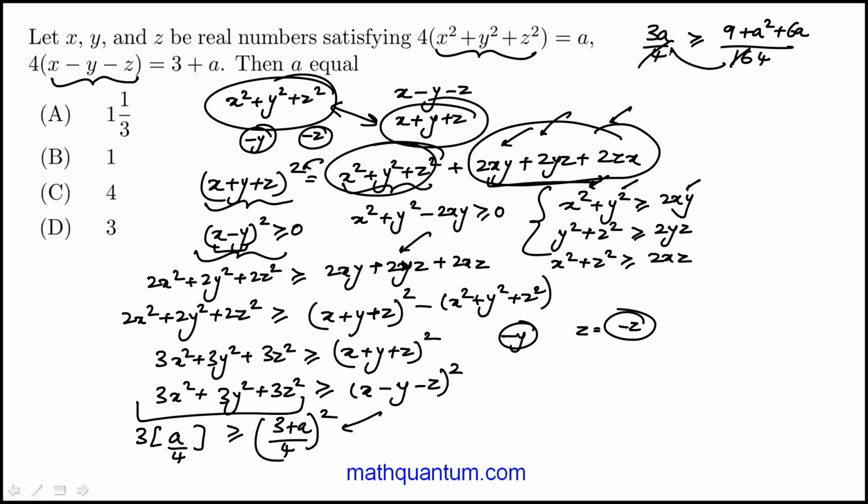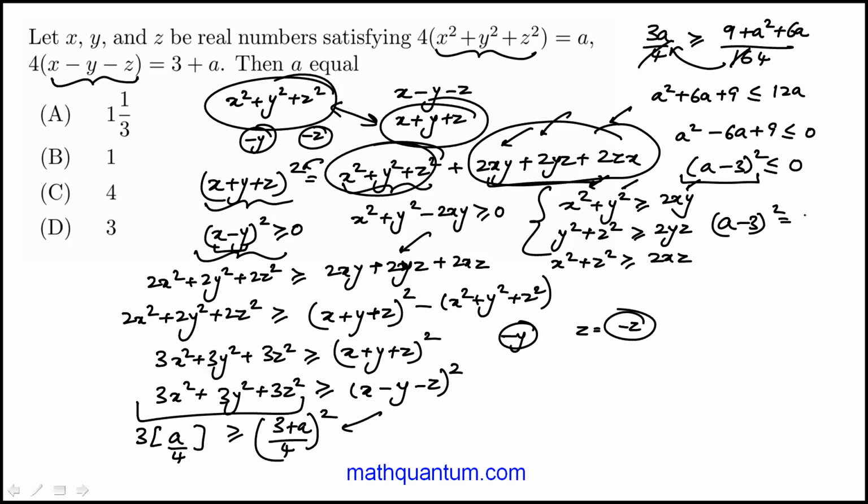Strike that out, then multiply it by 4. And we'll get, I'm kind of flipping the terms here, 12a. And then if I subtract 12a, we'll get this, and then this is a minus 3 squared is less than or equal to 0. Well, this is always positive, a minus 3 squared, so it can't be less than 0. The only possibility is that it's equal to 0, which means a must equal 3. The answer is D.